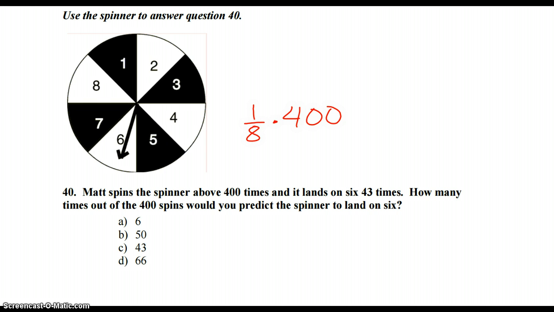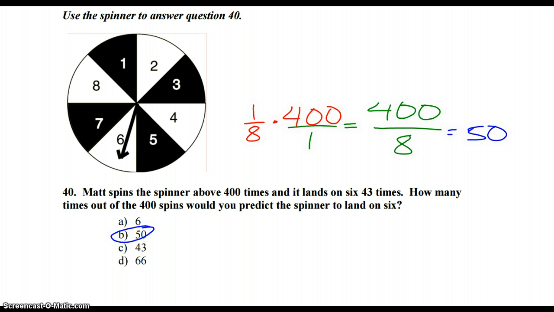So 1/8 times 400, which is the same thing as 1/8 times 400 over 1, which is the same as 400 over 8. Well, how many 8s go into 400? Well, I know that 8 goes into 40 5 times, so 8 must go into 400 50 times. So I would expect about 50 times. There we go. So a little under when he did that, but pretty close anyway. So anyway, there's the end of the packet, and let me know if you have any questions.